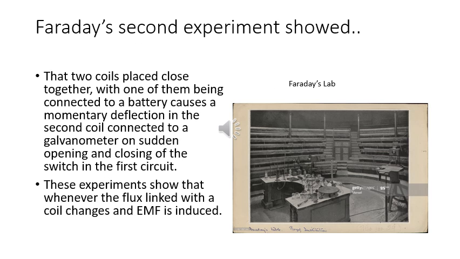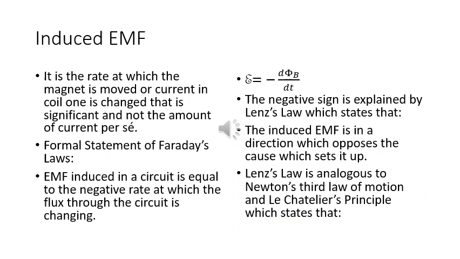Faraday's second experiment showed that when two coils are placed close together, with one of them being connected to a battery, a momentary deflection is caused in the second coil connected to the galvanometer on sudden opening and closing of the switch in the first circuit. These experiments show that whenever the flux linked with a coil is changed, an EMF is induced. It is the rate at which the magnet is moved or current in coil is changed that is significant, and not the amount of current per se.